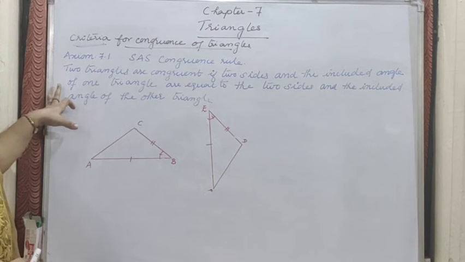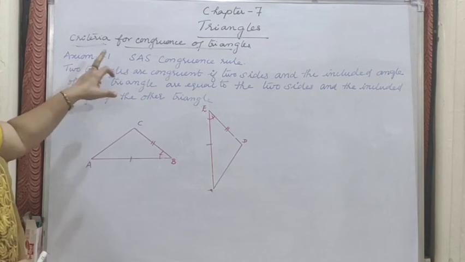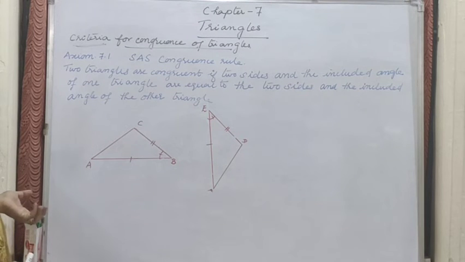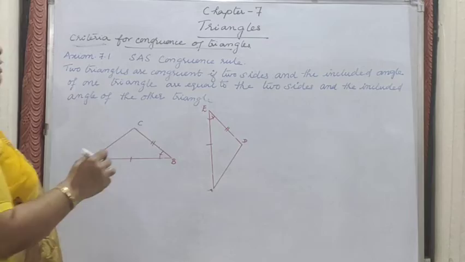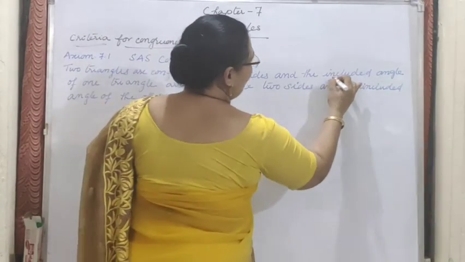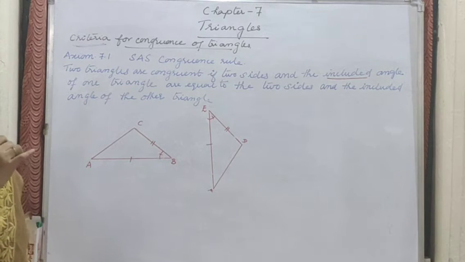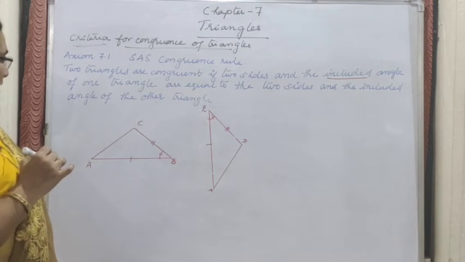Criteria for congruency of the triangles. It is an axiom, SAS congruence rule. Two triangles are congruent if two sides and the included angle of one triangle are equal to two sides and the included angle of the other triangle. So here the word included has its own importance. It should be the included angle only. In lower classes we have already studied what the SAS criteria is.